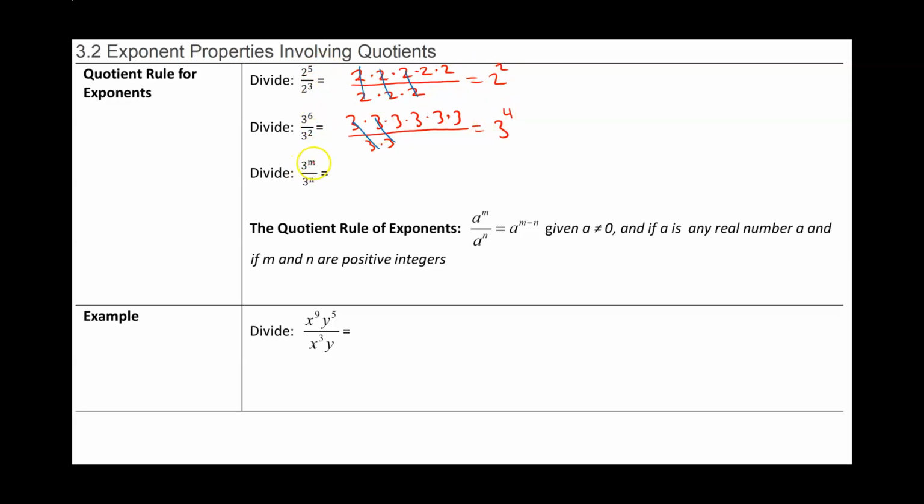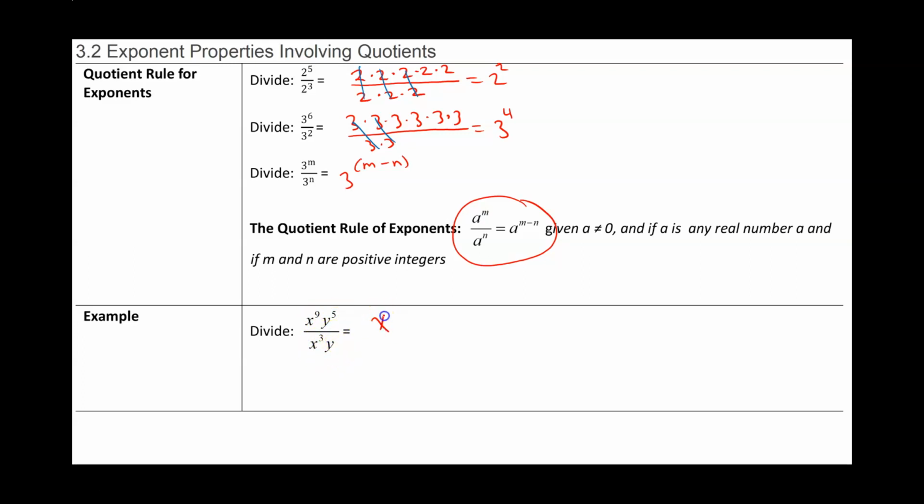So if you have 3 to the m over 3 to the n, it's always going to be the exponent of the numerator minus the exponent of the denominator. And that's what the quotient rule for exponents says. If you divide the same base, you keep the base and subtract the powers, but it's always the numerator minus the denominator.